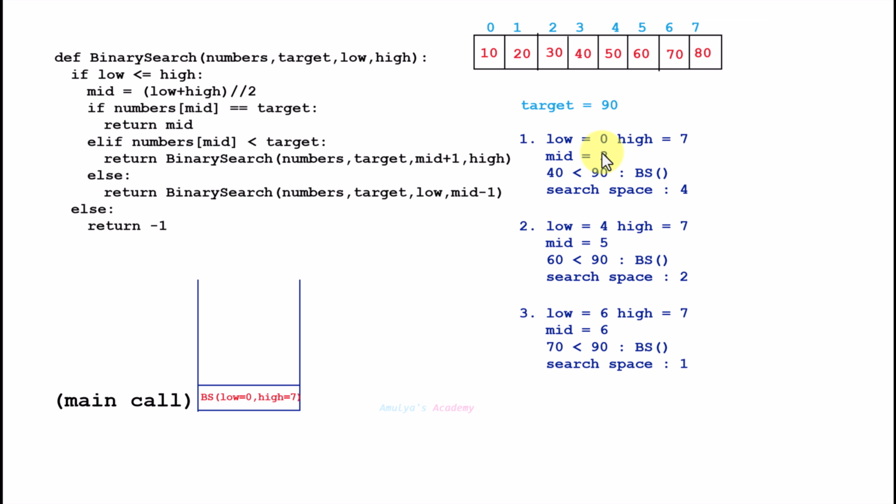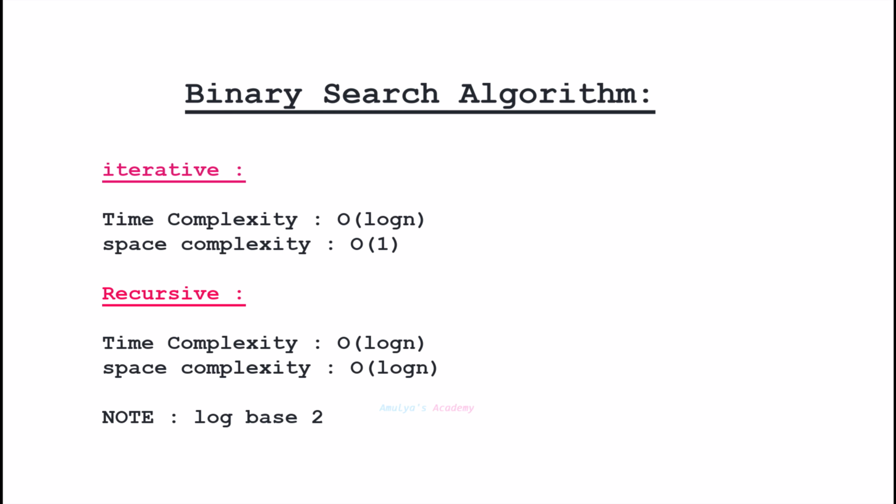Initially when low equal to 0, high equal to 7, mid becomes 3, 40 is less than 90, this condition becomes true. So it will call binary search. When this function is called, this frame is added to the call stack like this. Then next, low equal to 4, high equal to 7. So this frame is added to the call stack when this function is called. And here also same. How many recursive calls we need to reach 1? That is 3. But if we have k steps, then we can write it like this. So log 2 of n. So here space complexity is also log 2 of n when we use recursive approach to write the program.